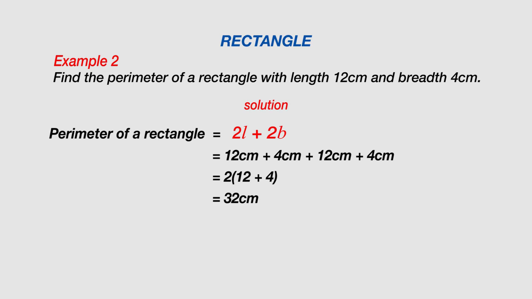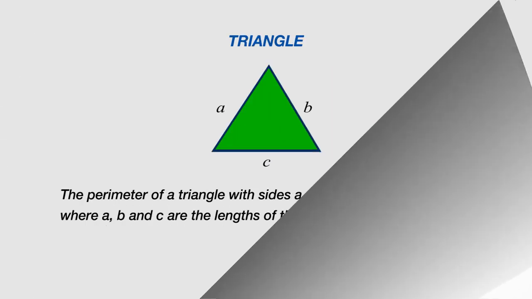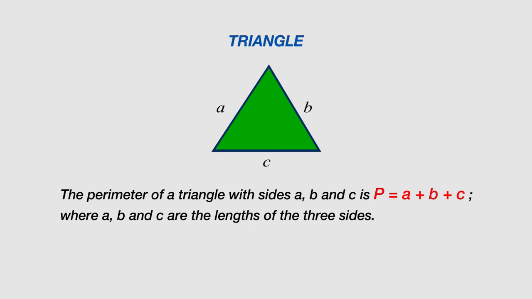Another plane figure is the triangle. Now, to find the perimeter of the triangle, we will add up the lengths of the three sides. So, supposing we say the lengths of the triangle are A, B, and C, then the perimeter will be equal to A plus B plus C. Remember, A, B, C are the lengths of the sides of your triangle.